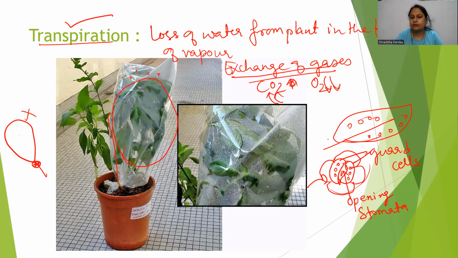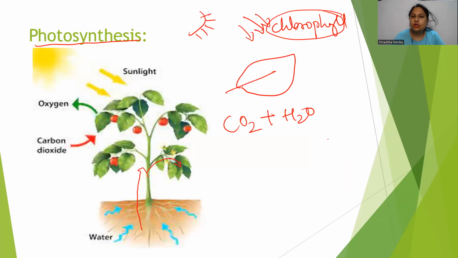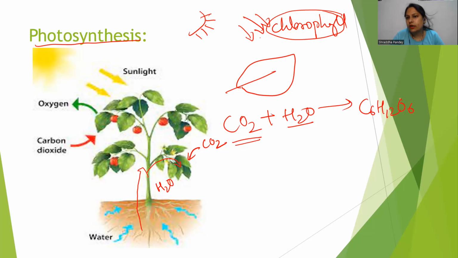Through this stomata, CO2 enters the leaf, and water from the roots goes to the upper part of the plant. Water we write H2O and CO2 we write CO2, that is carbon dioxide. So carbon dioxide and water react to form glucose, C6H12O6, that is glucose.